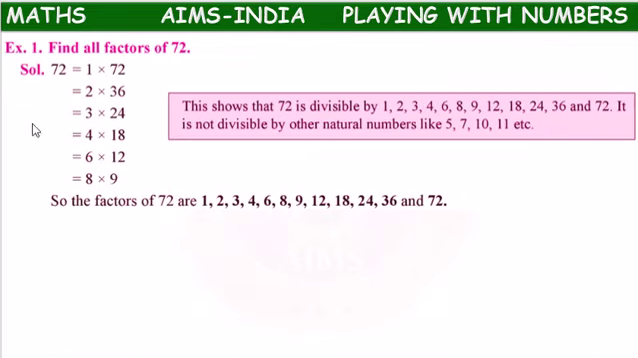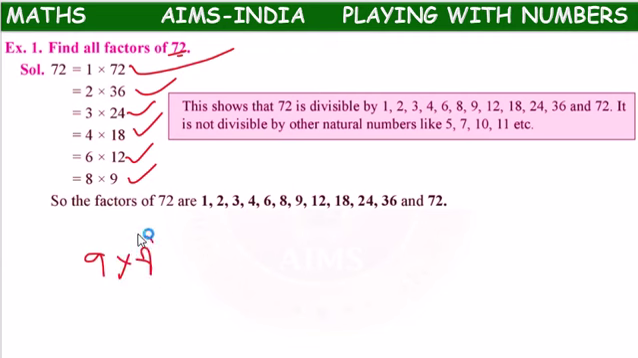Next. Find all the factors of 72. We can write it as 1 into 72, 2 into 36, 3 into 24, 4 into 18, 6 into 12, 8 into 9. After that, 9 into 8 will come, but it is repeated.